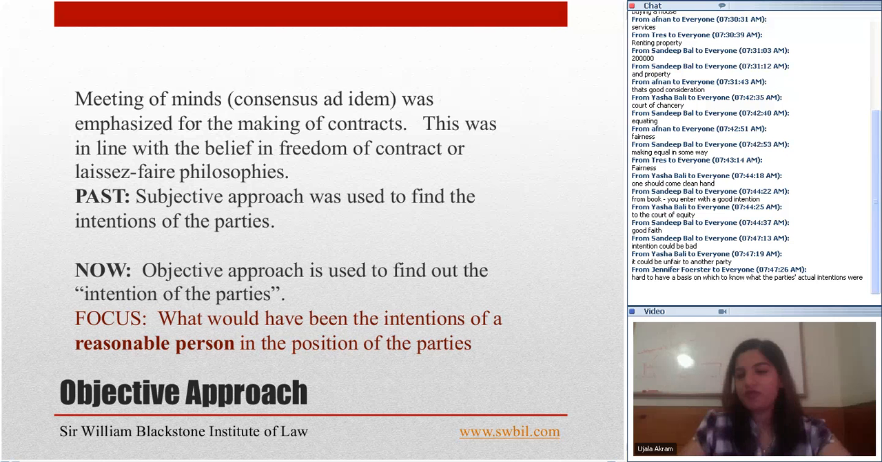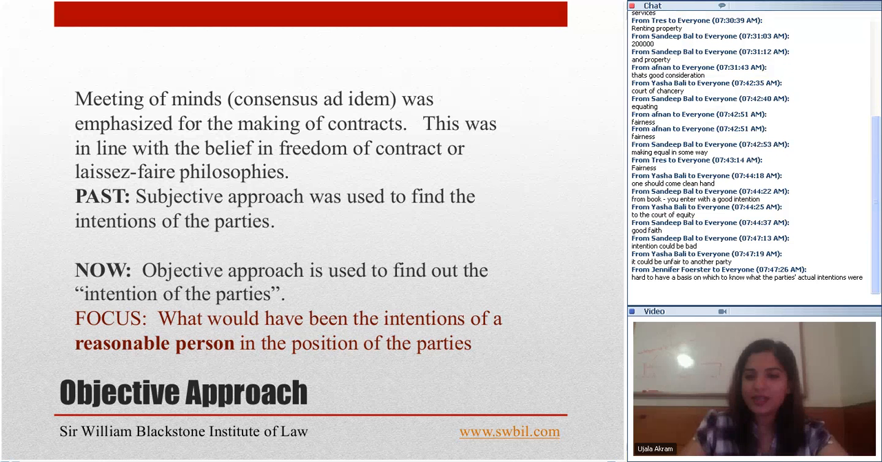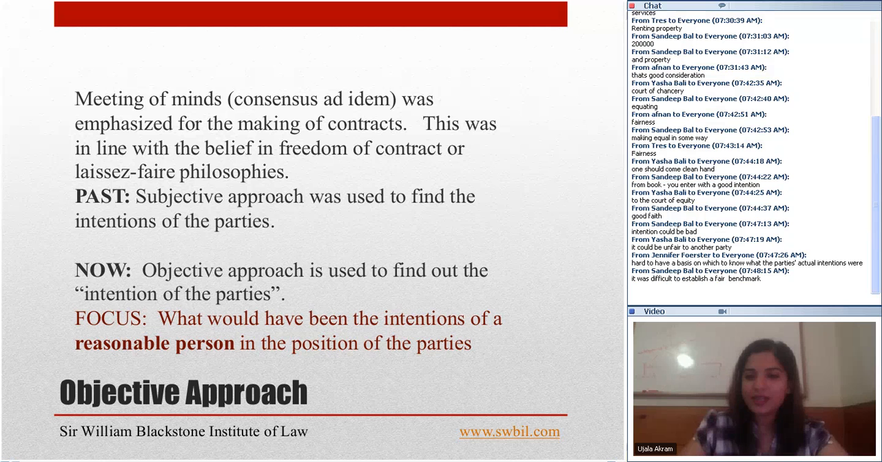Another problem is that individuals often forget, sometimes innocently, sometimes conveniently, what their intentions were at the time of the contract. So therefore, it is very difficult to prove them wrong when a dispute arises. So now courts do not use this subjective approach. It's gone. Now they use an objective approach to find the intentions of the party.